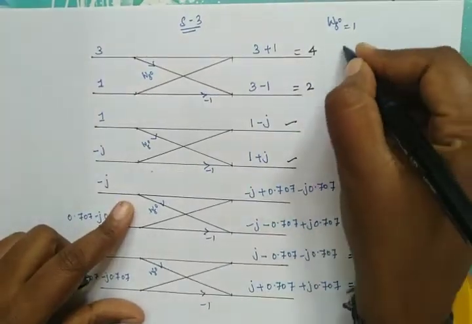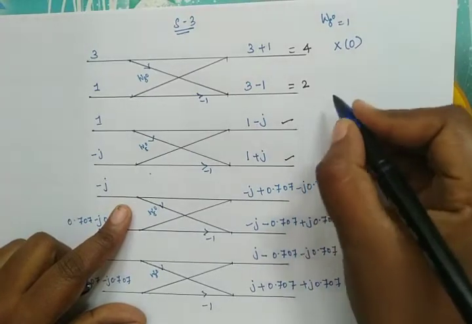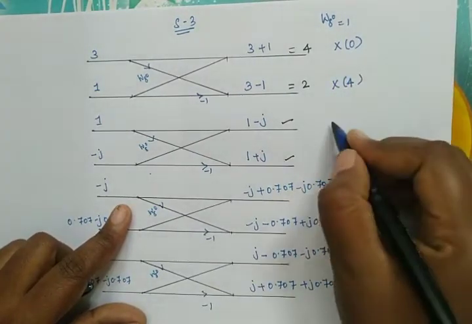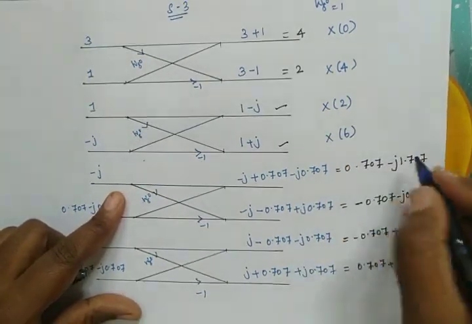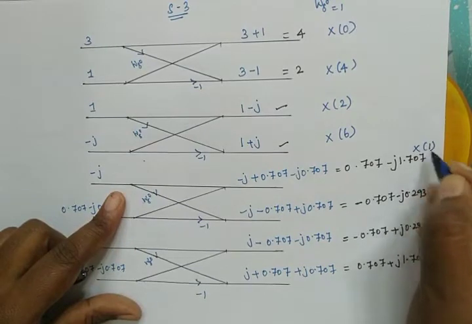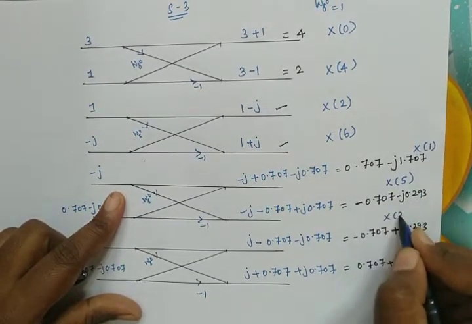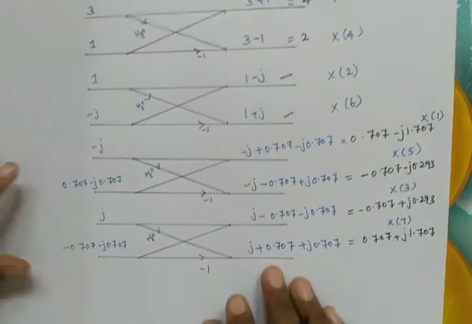So here it is x of 0. So this is x of 0. Next will be x of 4. So x of 0, x of 4, x of 2, x of 6. Then the next one is x of 1, x of 5. Next one is x of 3. Then the next one is x of 7. So now write the answers.